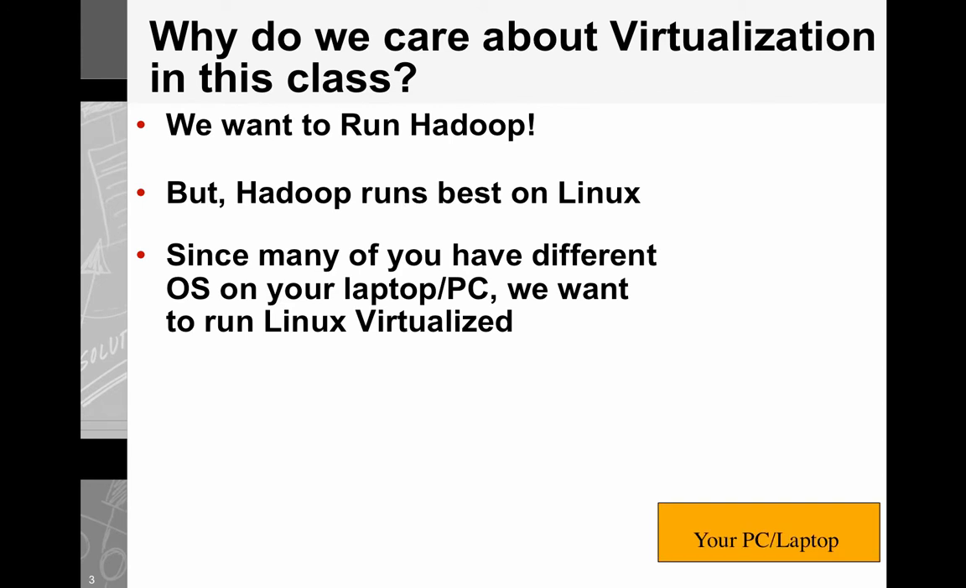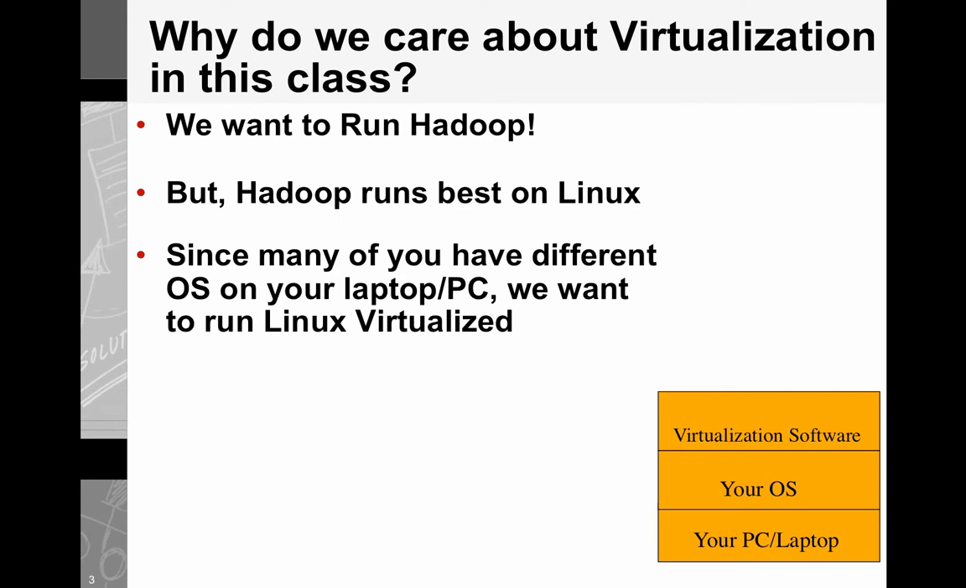The idea here is that you have your PC or laptop hardware. On top of it, you may have an operating system, such as the Windows operating system. On top of it, we're going to install some kind of virtualization software. VirtualBox would be an example of that. On top of it, we'll install virtualized Linux, like CentOS Linux. And then on top of it, we will install Hadoop, so that we can run Hadoop daemons and do big data processing using Hadoop.